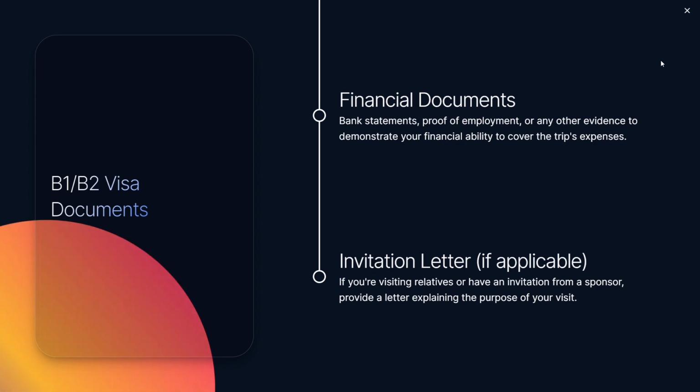Because B1 B2, you are not going for any income, right? So you will be spending money and you are able to cover your trip expenses. That detail has to be clearly shown there. And if it is possible, if you have someone there, you can just have an invitation letter printed out with the details of the person you are visiting, with his address and where he works.